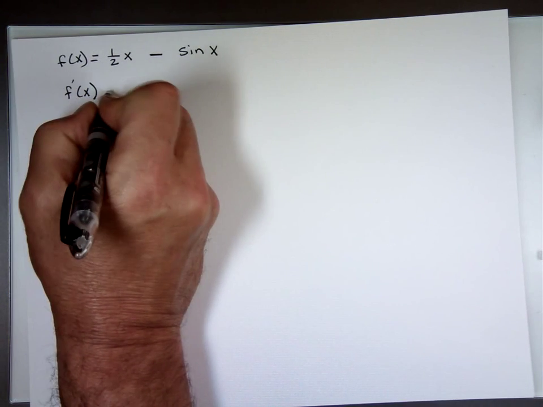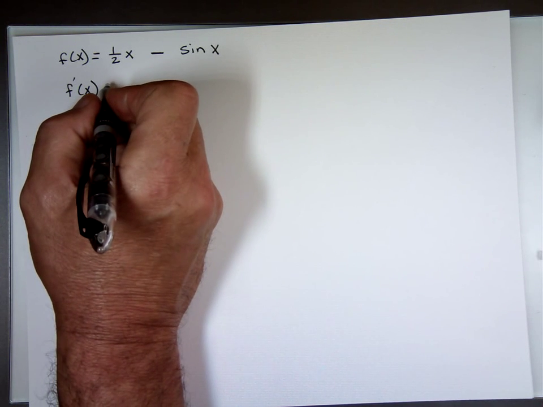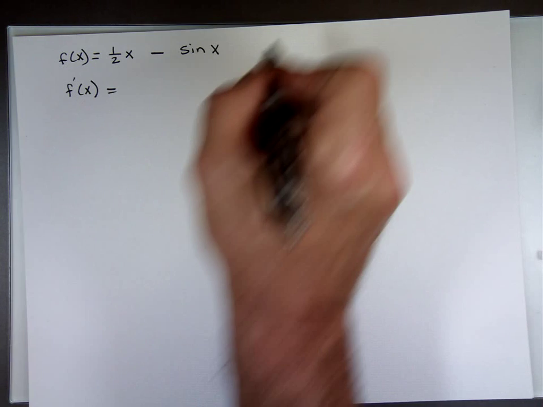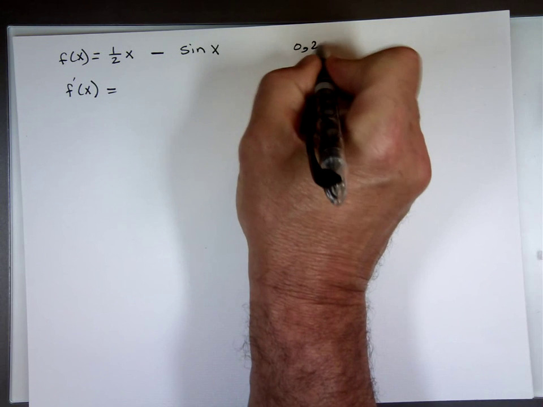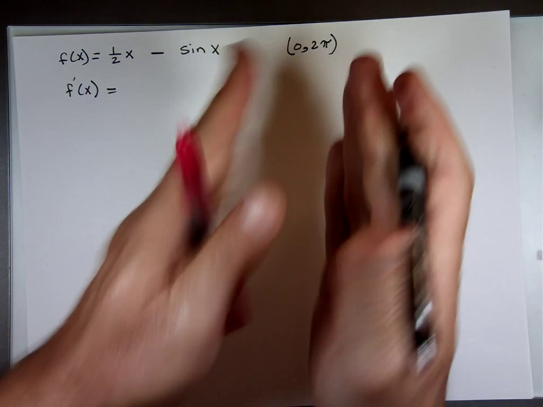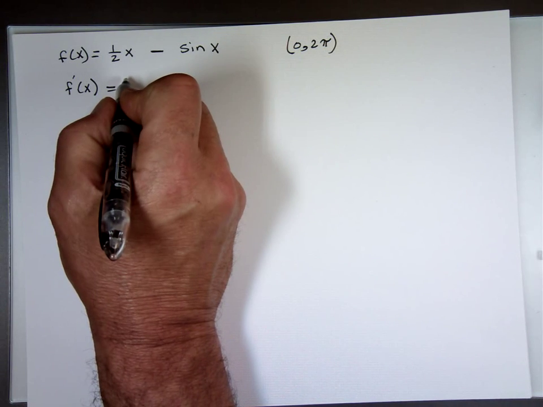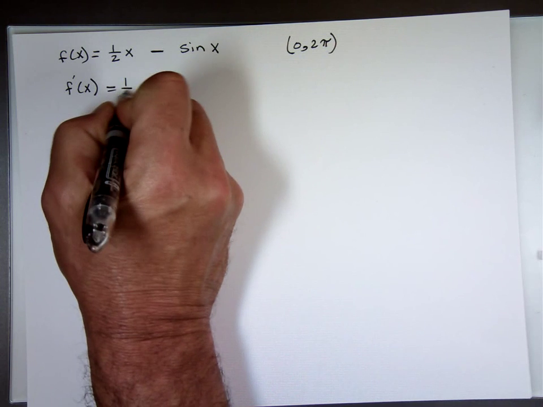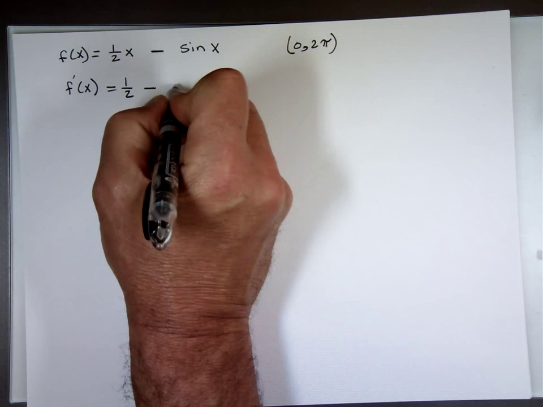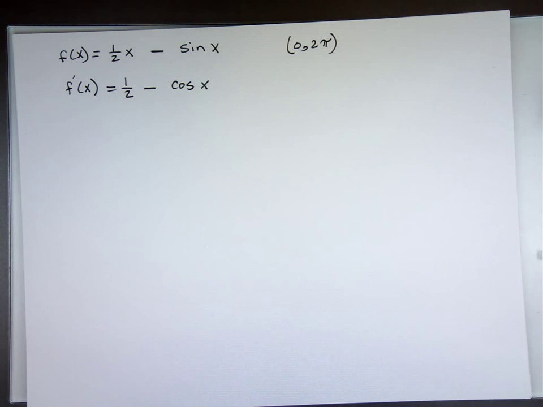The derivative of 1/2 x is what? And we want to test it, by the way, just this one from 0 to 2 pi, because it repeats itself, not including these values. So I want to know on this segment where the function is increasing, where the function is decreasing. What's the derivative of that? 1/2 minus the derivative of sine of x, which is cosine of x. Once you take the derivative, so take the derivative.